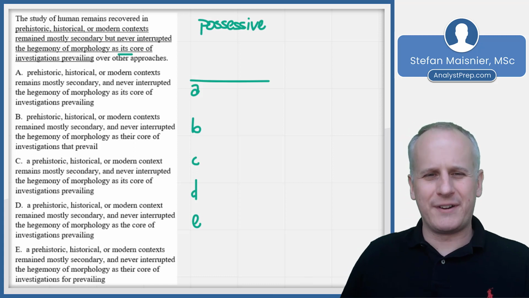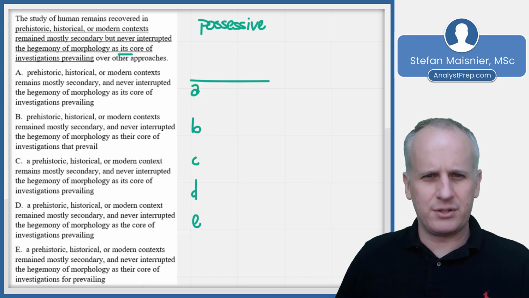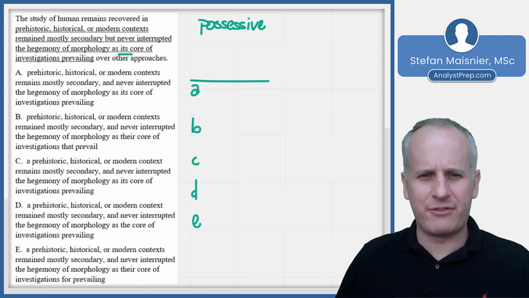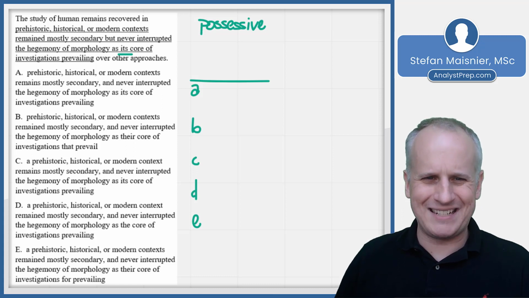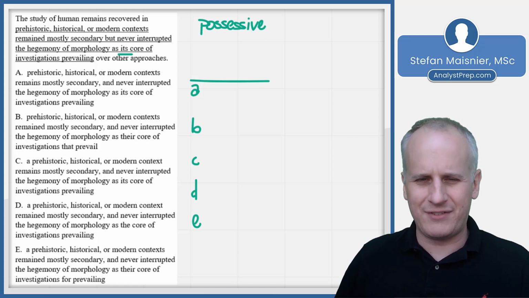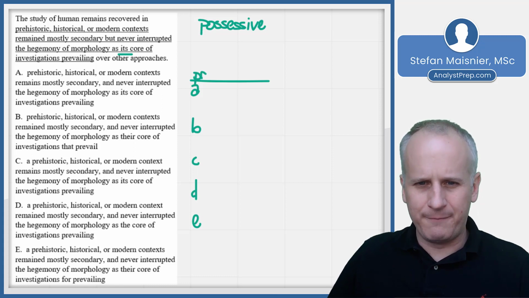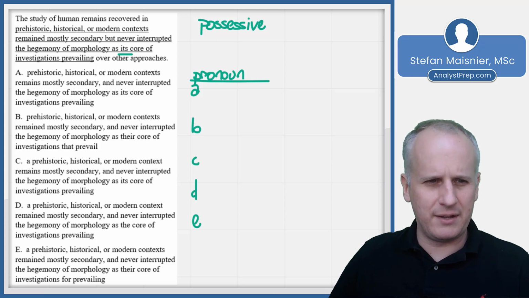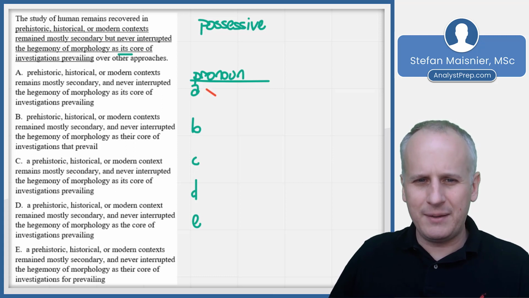And we need to figure out what is owning something. So something has never interrupted the hegemony of morphology. But the hegemony of morphology cannot possess its own core of investigations. So we have no idea what that "its" refers to. And so we've identified an ambiguous pronoun. We can label this as a pronoun issue being adjudicated in this question. We can eliminate choice A just for that one problem.